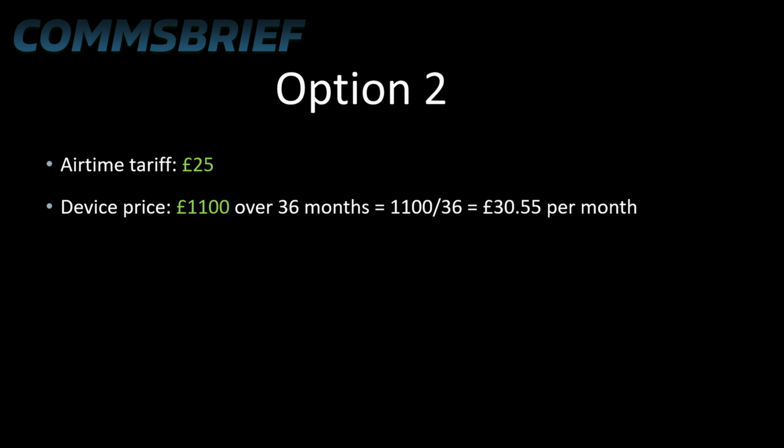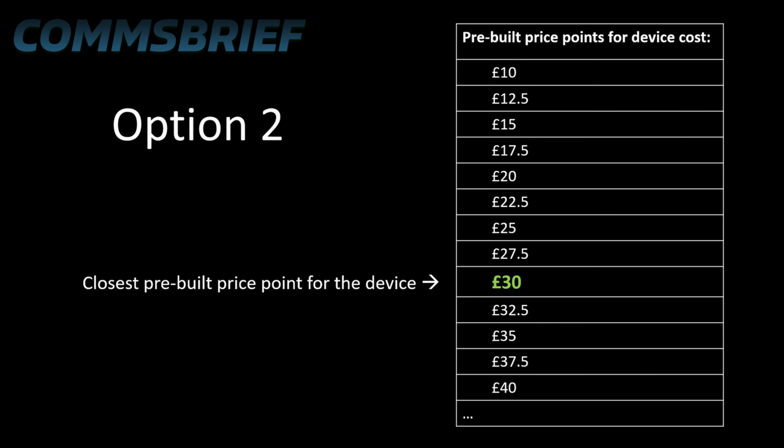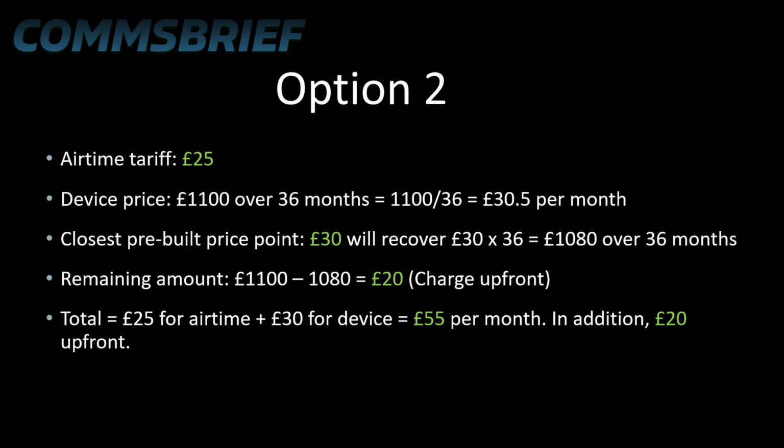For the device, for 36 months, we already know that the price will be 30.5, but since we now have pre-built price points, we'll have to use the closest one available. So in this case, we can select the £30 tariff that can recover £1,080 in 36 months, and the remaining £20 we can charge as an upfront payment. So the customer could pay £20 upfront and then £30 per month for the device over a 36-month period. And in addition, they also pay £25 for the airtime, which makes the total £55 per month.